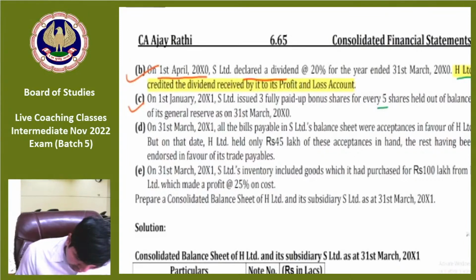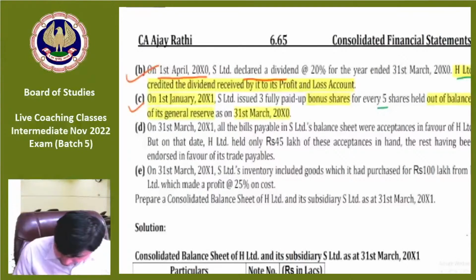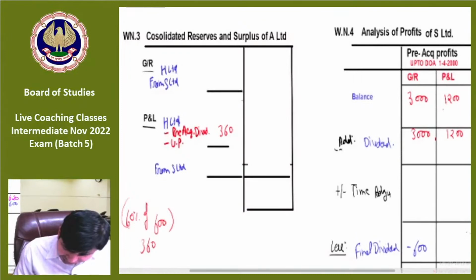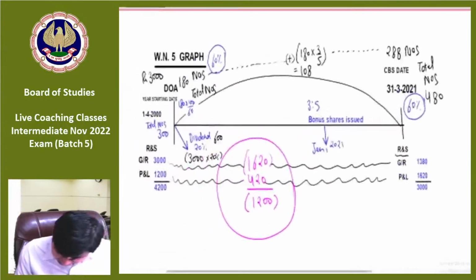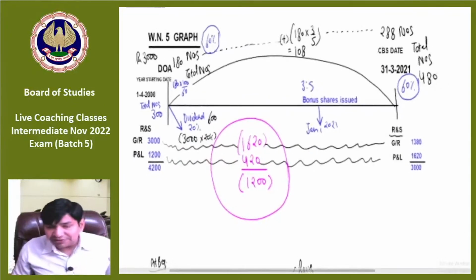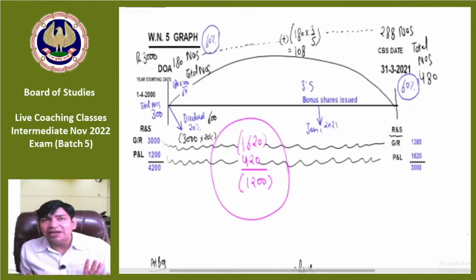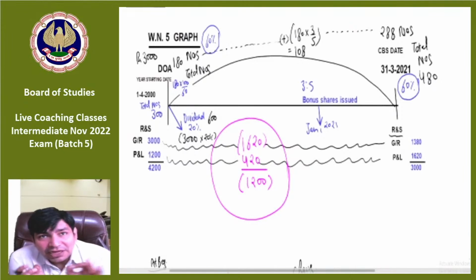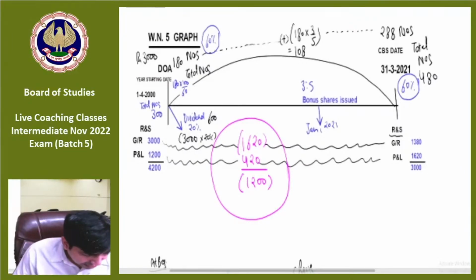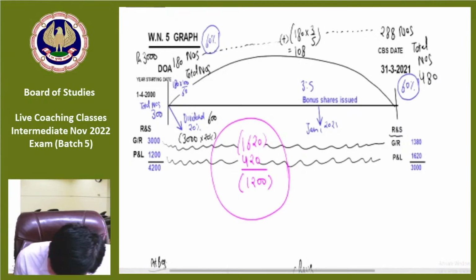On 1st Jan 2021, bonus shares were issued out of the balance of its general reserve on 31st March. So what is the amount of bonus? Can you please tell me? Sir, 300 shares were total at the beginning, multiplied by 3 divided by 5. Or you can find out by reducing 300 from 480. The total bonus shares were 180.